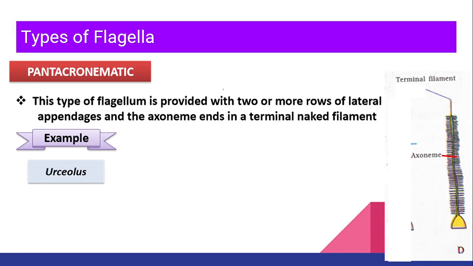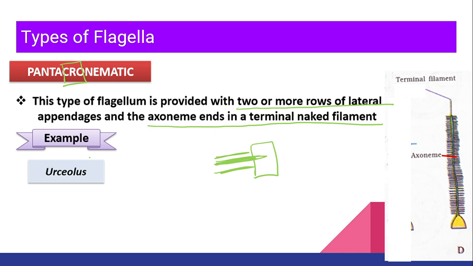Then the next one, pentachronematic. Do not get confused between pantonematic and pentachronematic. In pantonematic, what we studied is that it has 2 or more rows of lateral appendages. Here also, 2 or more rows of lateral appendages. But what is the difference? The axoneme ends in a terminal naked filament. In pantonematic, the axoneme is covered with the outer sheet, but here the axoneme is not covered with the outer sheet. Whole axoneme am I talking about? No, I am talking only about the terminal part.